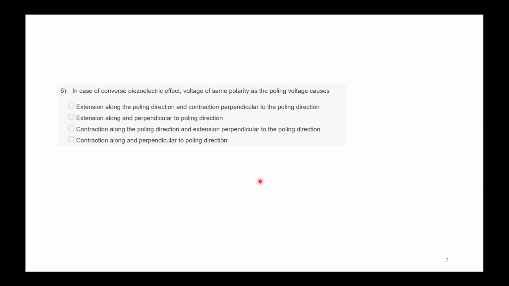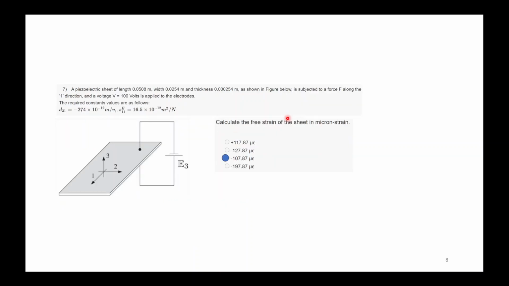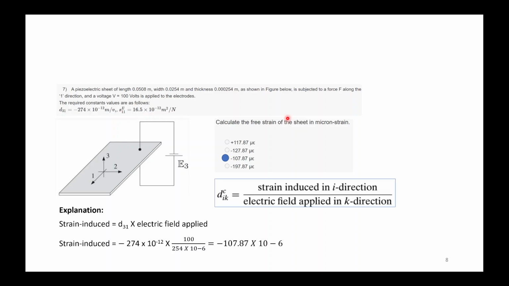In the case of the converse piezoelectric effect, as I told earlier, voltage of the same polarity as the poling voltage causes extension along the poling direction and contraction perpendicular to the poling direction. The seventh question was numerical and it has a simple formula. This constant will be equal to strain induced divided by electric field applied. So just find the electric field: you have to divide the voltage by the thickness, and then multiply it with d31.